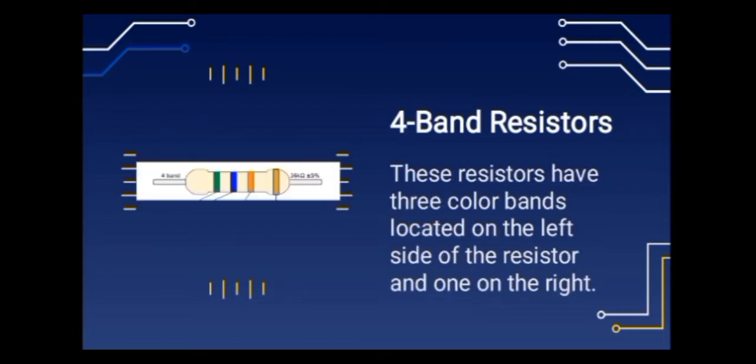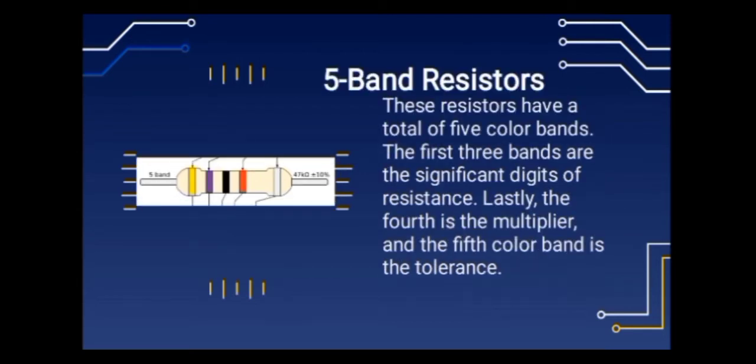Next is the 4-band resistors. 4-band resistors are resistors with 3 color bands located on the left side of the resistor and 1 on the right. Next is the 5-band resistor. The 5-band resistors have a total of 5 color bands.